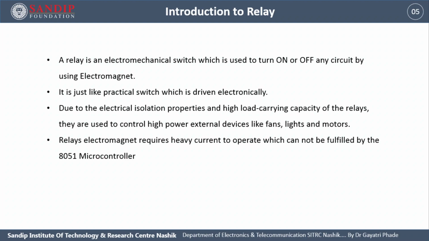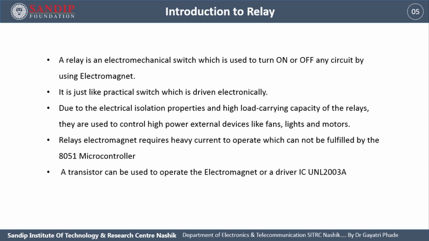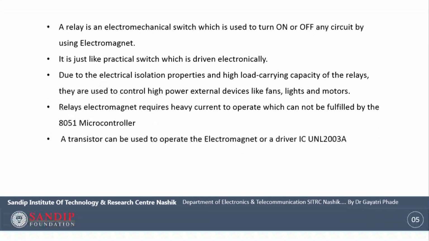A relay's electromagnet requires heavy current to operate, which cannot be fulfilled by the 8051 microcontroller. This concept we have seen when we interfaced the stepper motor, because the current sourced by the microcontroller is just 4 to 5 milliampere, and the current sinking capacity of relays and motors is very high, in the range of amperes, which cannot be fulfilled by the microcontroller. So we are going to use a driver IC in between, which will make it compatible. A transistor can be used to operate the electromagnet, or the driver IC ULN2003A that we have seen previously with the stepper motor.